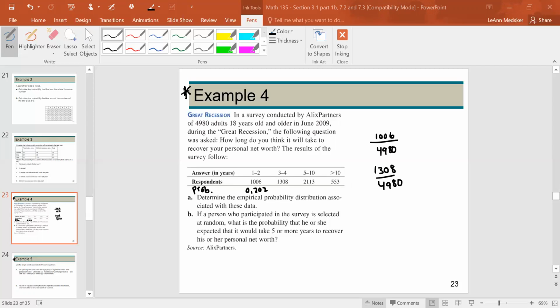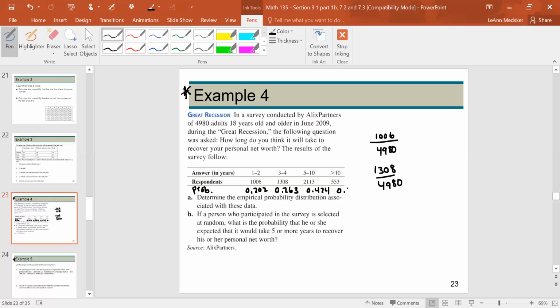That's 0.263 if we round to 3 decimal places. 2113 divided by 4,980 is 0.424. And then 553 divided by 4,980 is 0.111.